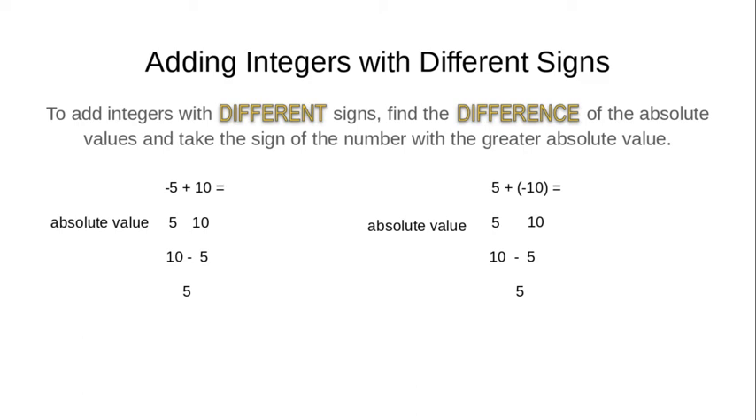Now if we look at the absolute values of the original numbers, 10 is greater than 5. And in the original problem, our 10 is negative. Therefore, our answer will be negative 5.